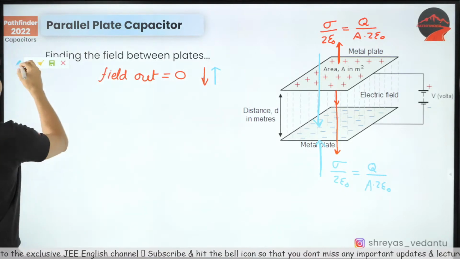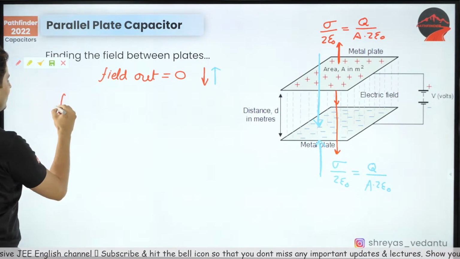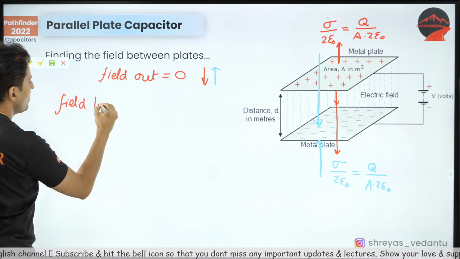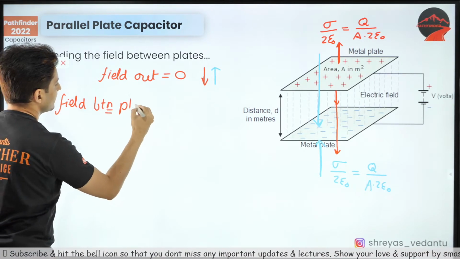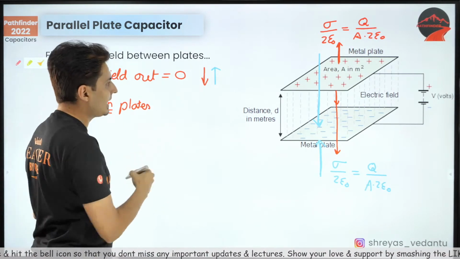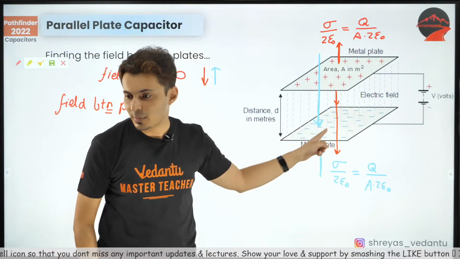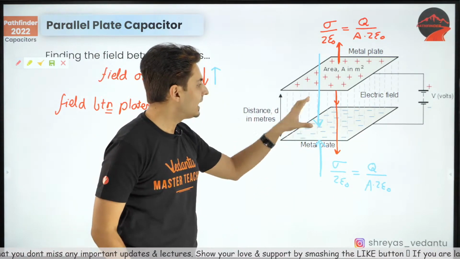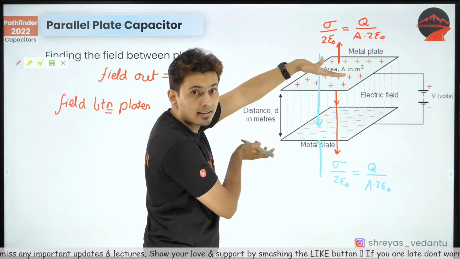Next up, if you are inside the field, between the plates, do you think they cancel out or do they add? Let me know in the chat box. Do you think these field lines in between these two plates will cancel or will they add up?